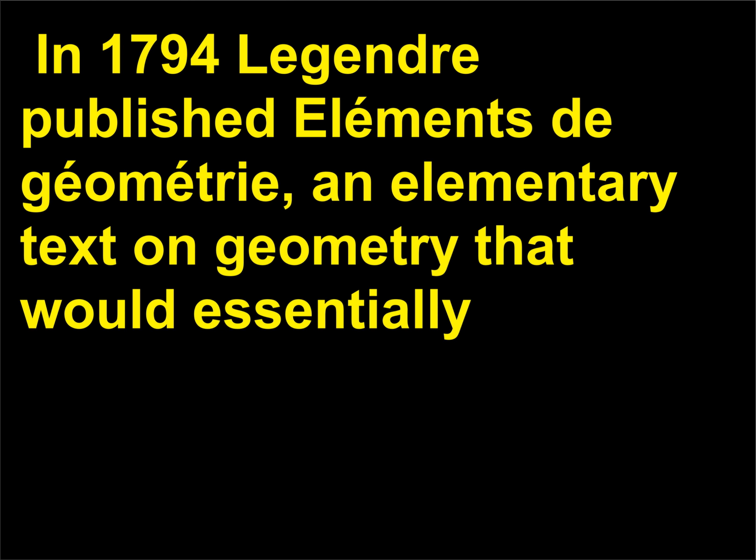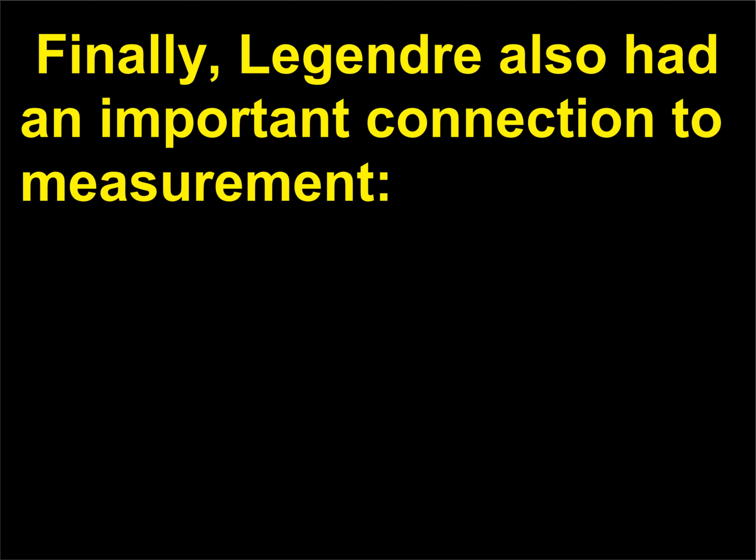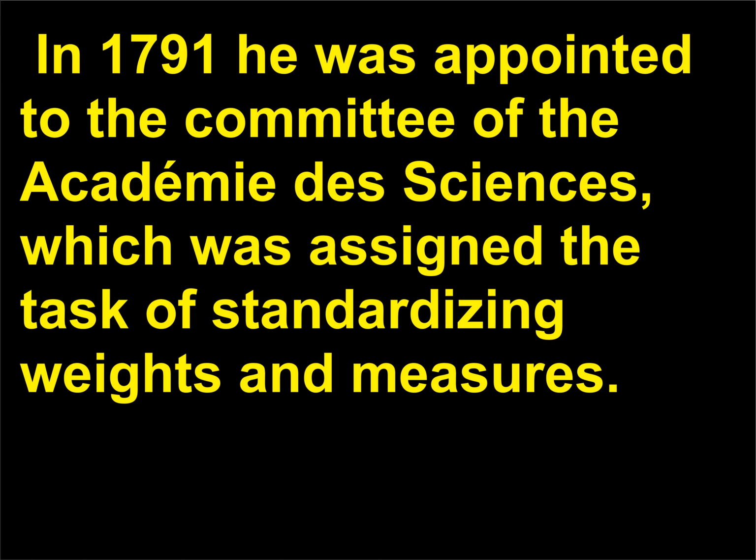In 1794 Legendre published Elements de Géométrie, an elementary text on geometry that would essentially replace Euclid's Elements and would remain the leading text on the topic for close to a century. Finally, Legendre also had an important connection to measurement. In 1791 he was appointed to the Committee of the Académie des Sciences, which was assigned the task of standardizing weights and measures.